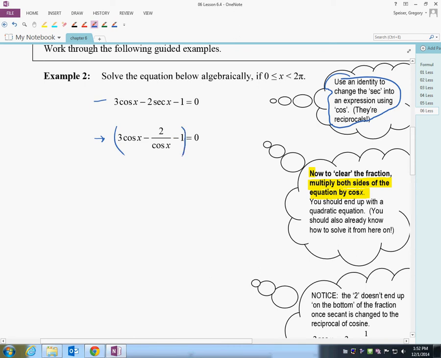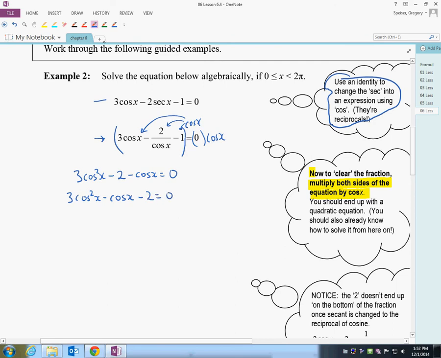So really I'm multiplying this side times the cos of x, and I'm multiplying this side times the cos of x. Okay. When I multiply the left-hand side, it is distributed across to each of these three terms. So 3 times the cos of x times the cos of x is going to be 3 times cos squared of x. And then when I multiply the middle term, I'm going to get minus 2. And then I get minus the cos of x is equal to, on the right hand side, it's still 0.